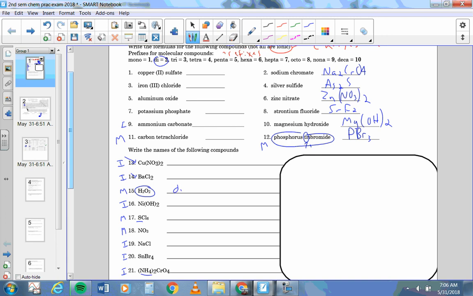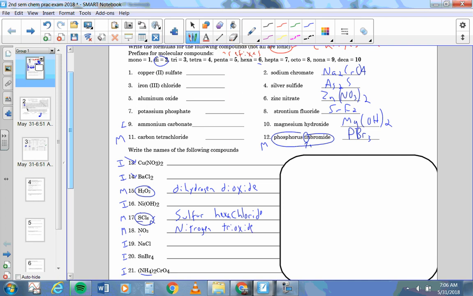Di, dihydrogen, dioxide. Its normal name is hydrogen peroxide, but we're going with dihydrogen dioxide. Go to another molecular, SCl6. That's sulfur, and that's chlorine, which becomes chloride. And I got 6 of them. Let me go find 6. It's hexa, sulfur hexachloride. There's only one nitrogen, so I write nitrogen. But there's 3 oxygens, that's trioxide.